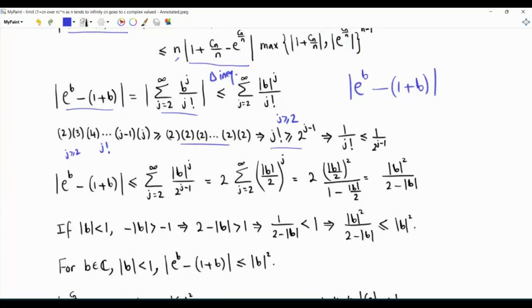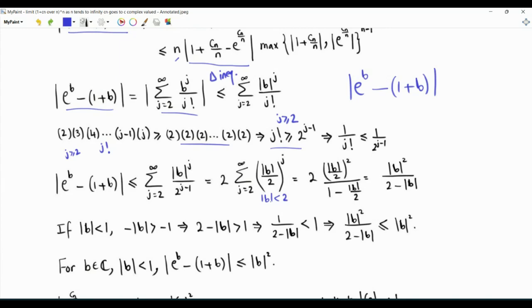We can multiply so that we have 2 to the power j, and so we can have magnitude b over 2 all to the power j, and then we will have an external 2 here. This is a geometric series, but to be convergent, we will need the magnitude of b to be strictly less than 2. And with this choice, the sum will be magnitude b over 2 to the power 2, over 1 minus the ratio of the geometric series, which is magnitude b over 2. And this is magnitude b squared divided by 2 minus the magnitude of b.